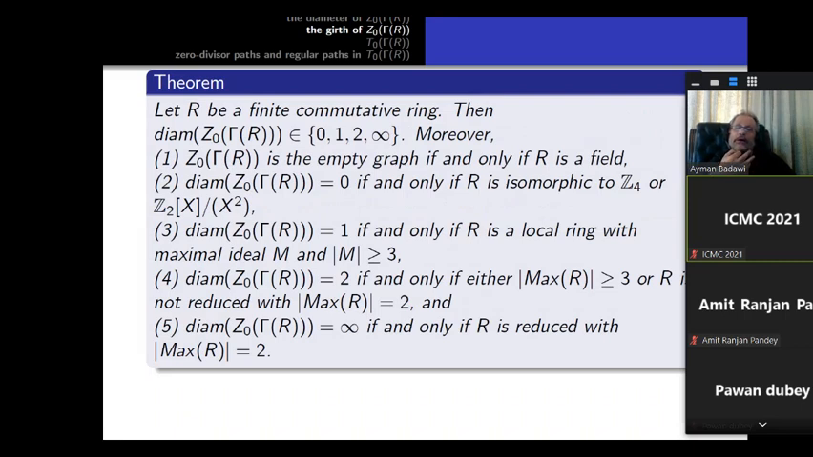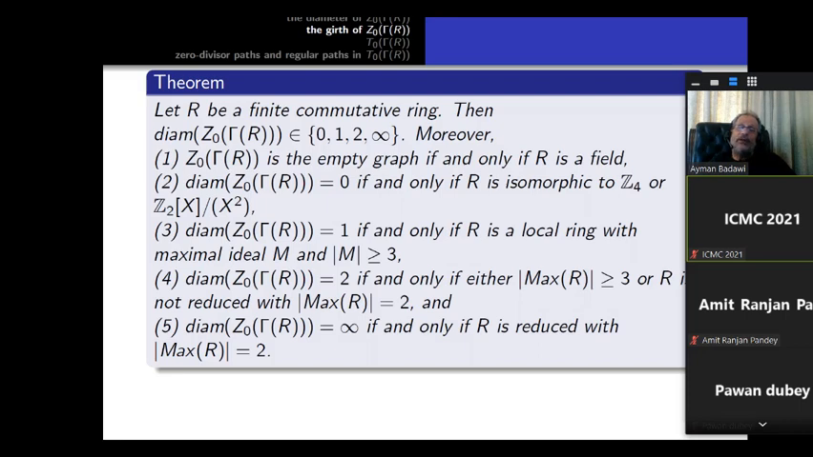Here is our result, maybe this result is kind of nice. Why? Because in reality, a graph is finite. So here we study Z index by 0 for finite commutative rings. If R is a finite commutative ring, then the diameter of Z index by 0 has to be either 0, 1, 2, or infinity. Okay? Look at number 2. The diameter is 0 for the graph, meaning you only have one vertex, if and only if R is isomorphic to Z4. That's clear.